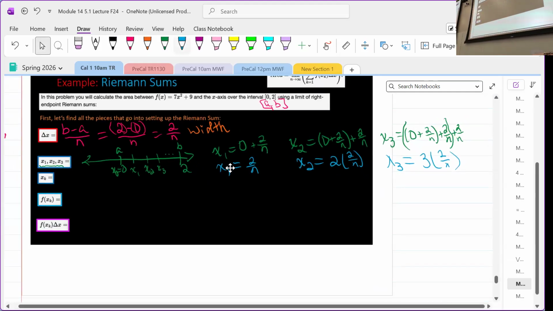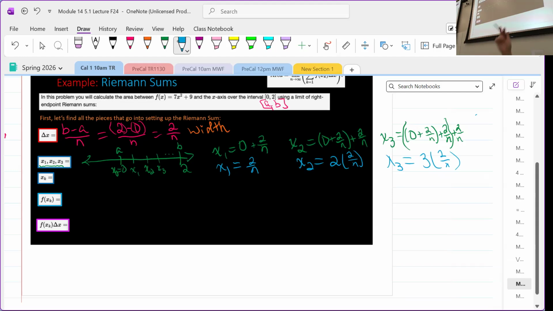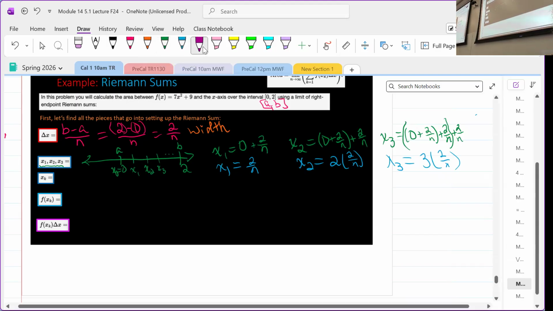So now, using those x values, I want to figure out what's a formula for an arbitrary x value, an x sub k. So if I'm going like 7 x values in, what would be my formula for the 7th x value? 7 times what? Yes, we can. But we need to know what we're writing in the sigma notation, so that's why we're slowing it down so much. If your brain is already jumping ahead, that's okay.